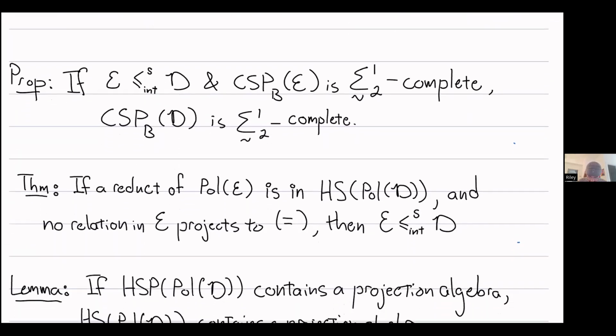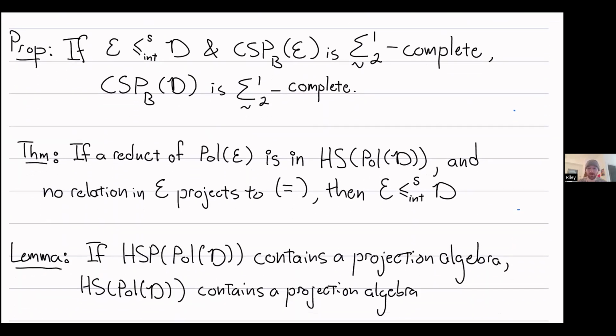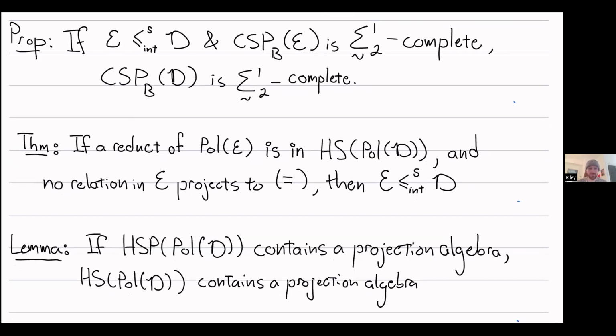And in the case of projection algebras, that's not so bad. In fact, if the variety generated by G contains a non-trivial projection algebra, then already HS, the polymorphism algebra for D, contains a projection algebra. This is mentioned in a technical note of Bulatov somewhere, but I also give a proof of it in my paper on this stuff.